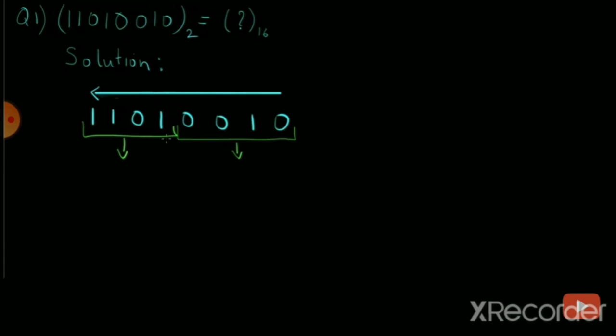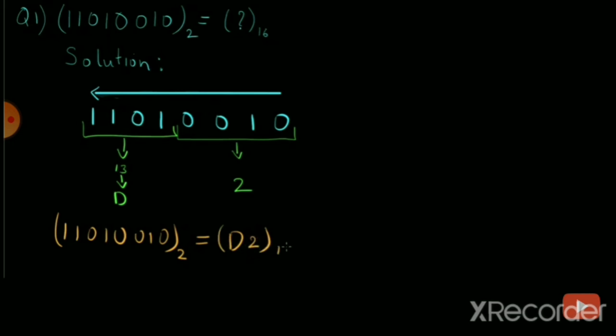According to the table that we just saw, 0010 corresponds to 2 in hexadecimal and 1101 corresponds to number 13, but in hexadecimal 13 is equivalent to D. Now that we've converted these individual pairs to their corresponding hexadecimal values, to get the final answer we just need to club these values. That is, 1101 0010 in binary is equivalent to D2 in hexadecimal.